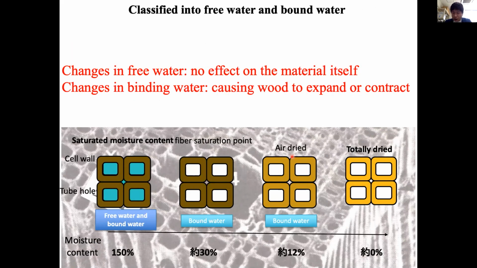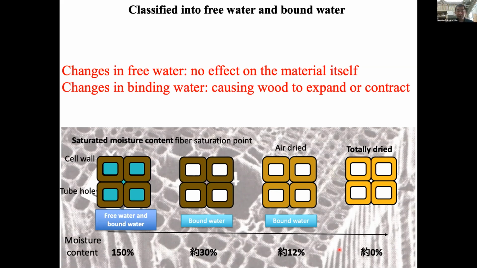Thank you very much for your suggestions. Actually, the bound water has a very high correlation with the mechanical properties of the wood. After air drying, the stiffness of the wood will increase. So the next topic I am interested in is to focus only on the bound water and check the correlation between the bound water and the stiffness of the wood. Oh, that's beautiful. Thank you very much.